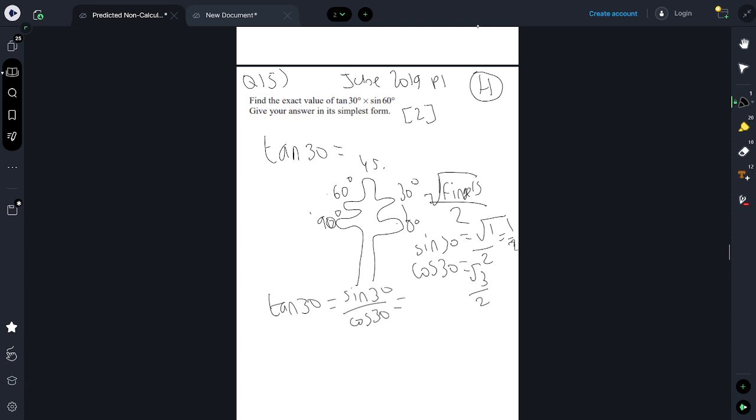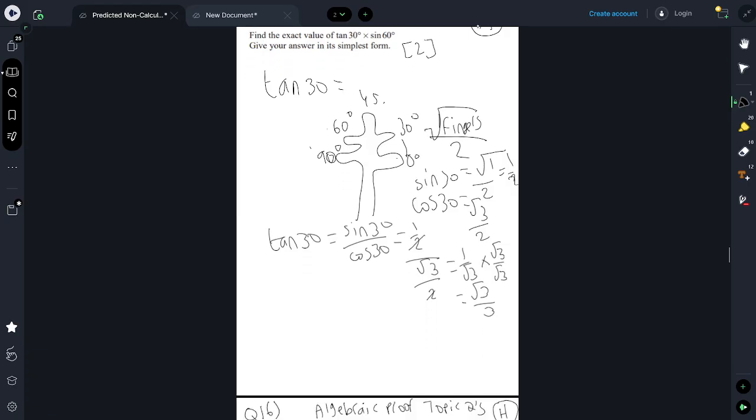Now, this is why it's good. You work out that sine 30, which is a half, all over cos 30, which is root 3 over 2. So you divide the sine 30 part by the cos 30 part, which we've worked out. Now the 2's will cancel, so you're left with 1 over root 3. Now actually, rationalise this. So that's root 3 over 3. We do not like surds on the denominator. So that's tan 30, which is root 3 over 3.